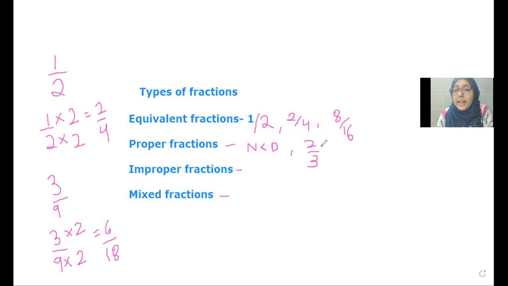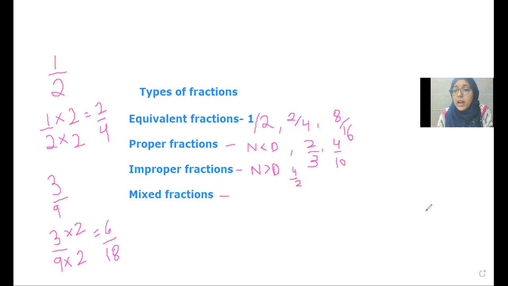Yes, and then a proper fraction, 4/10. Is it a proper fraction? Yes, proper fraction. Now what are improper fractions? The opposite of this, the reverse. The numerator is greater than the denominator. So tell me what could be the examples? 3/2, yes. 10/4, very good. 4/2. You can make your own examples.